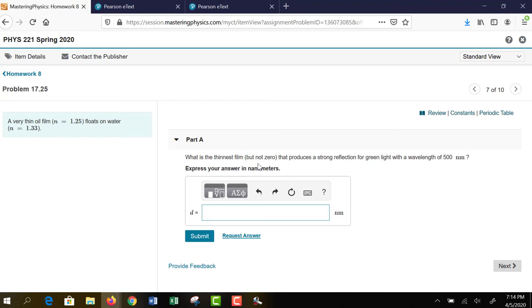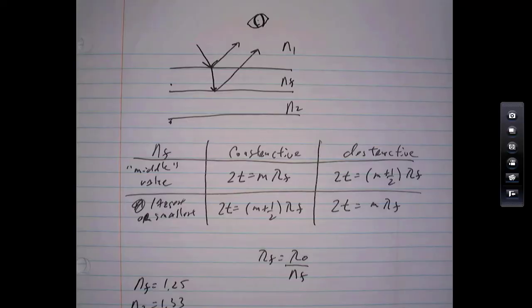And the wavelength of green light is given as 500 nanometers. Okay, so be careful of all these different units. So we want to know the thickness in nanometers. Okay, so let's take a look at this problem. So again, with many of these problems, you don't really have a whole bunch of intuition, so you really have to know what's going on and have that picture in your mind.